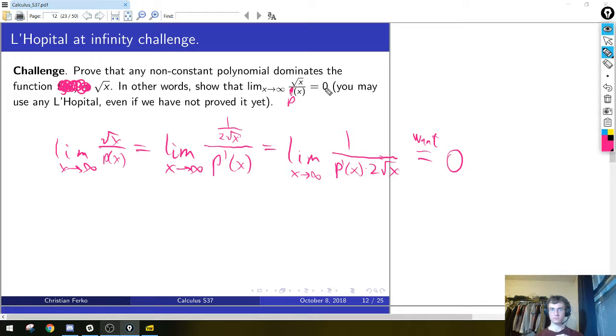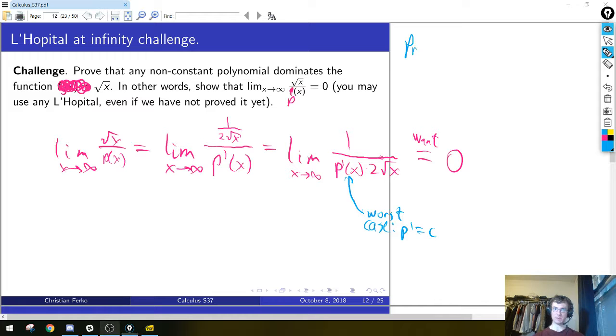But this seems like it almost... Oh, wait. P prime of x, unless it was... Nope. Even then, I was thinking about if p of x was linear, but in that case, the 2 root x would still approach infinity. Yeah, good. So you're saying that at worst case, p was linear, so p prime is a constant. So then you could pull the constant out of the limit. This would be 1 over 2c times the limit as x goes to infinity of 1 over root x. And that has to go to 0.